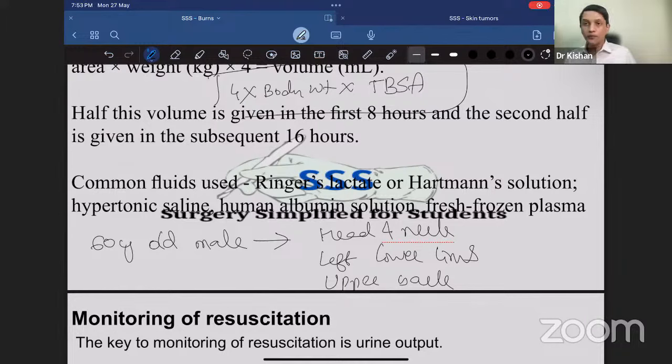So, a 60-year-old male, when cooking, sustained burn injury to the head and neck, left lower limb, and the upper back. Now calculate how much fluid is to be given to this patient. Only my intelligent students will answer.